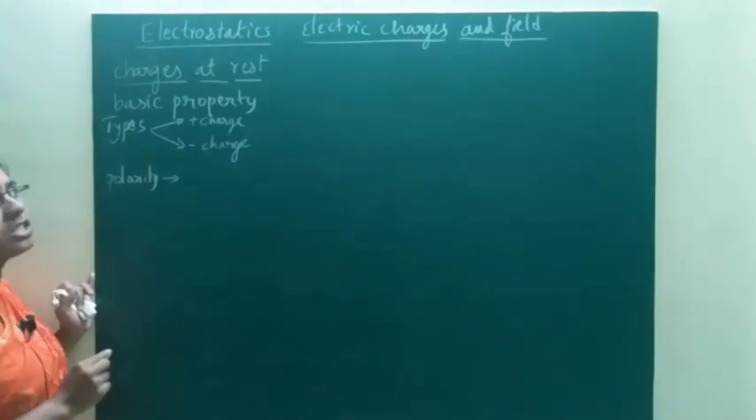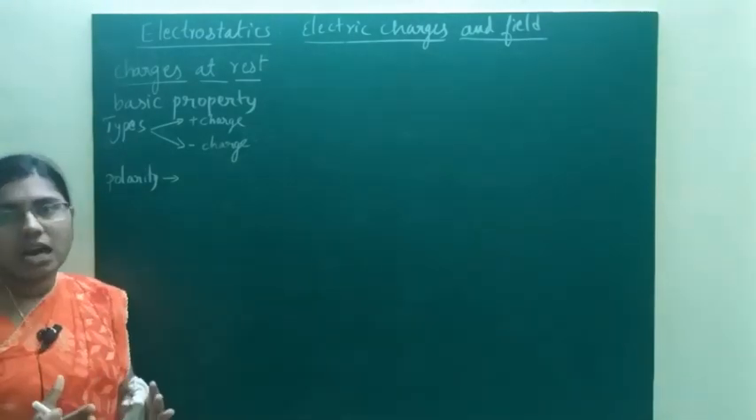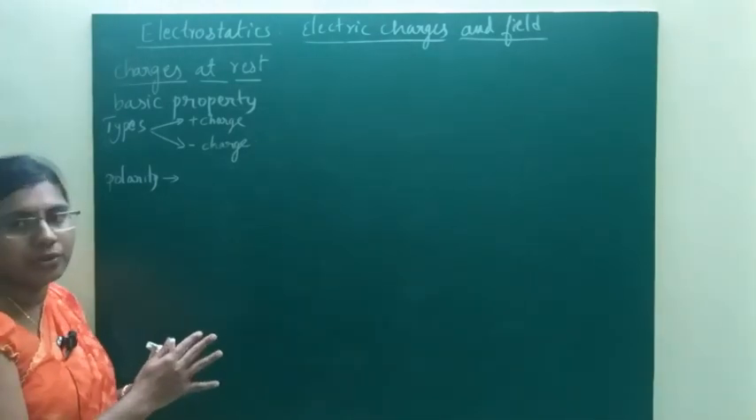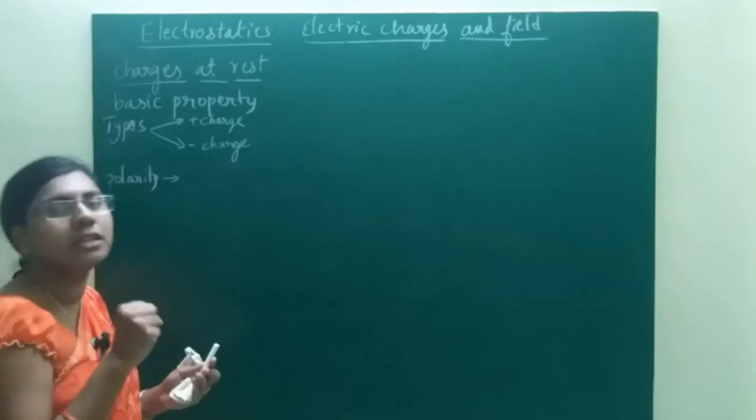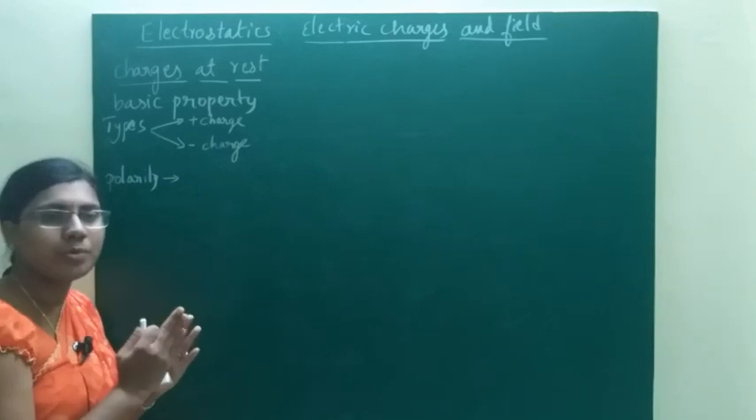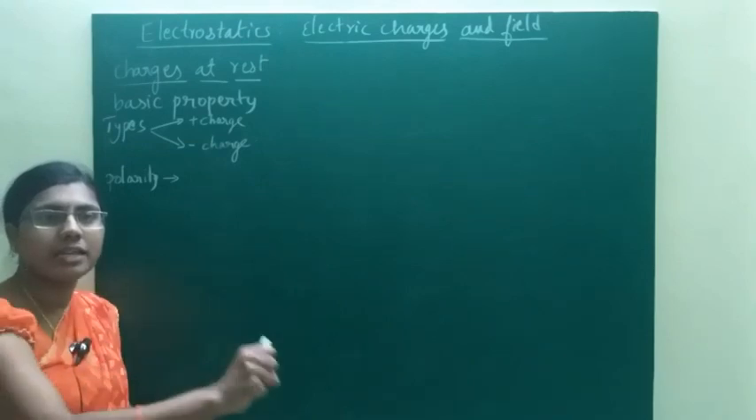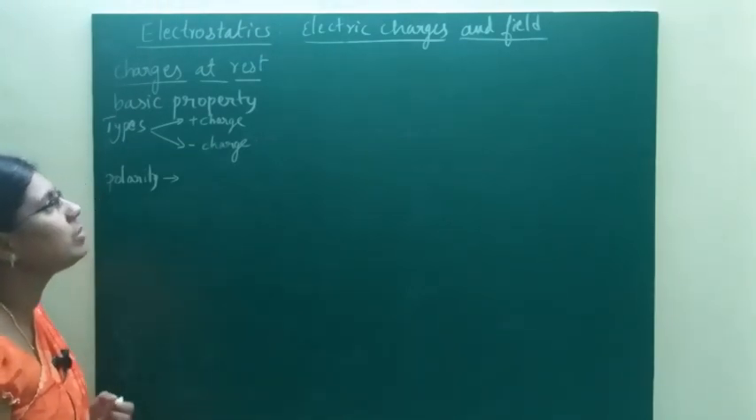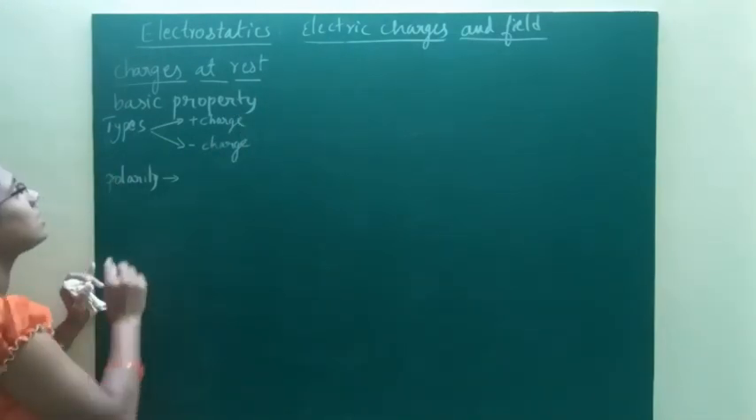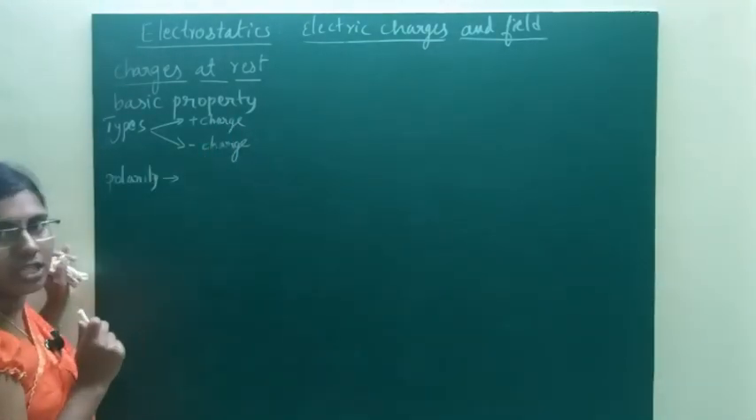What are electric charges? See, electric charge is a basic property of matter. Due to that property, a body can attract another body or repel the other body. So a property of a matter or a body, due to which it can attract or repel another body, is called electric charge. And there are two types of electric charges, positive charge and negative charge.